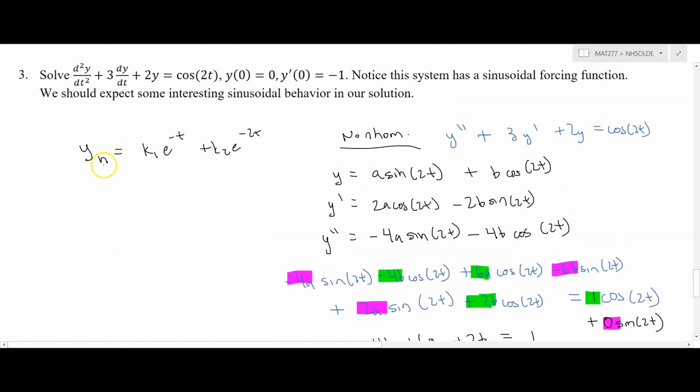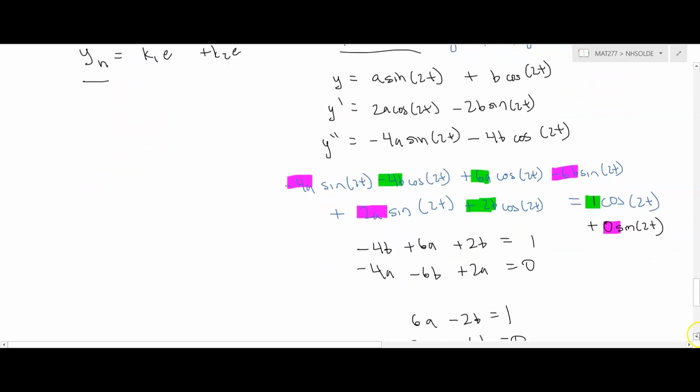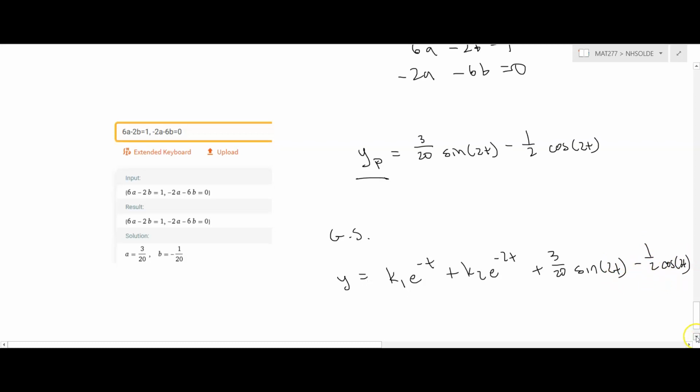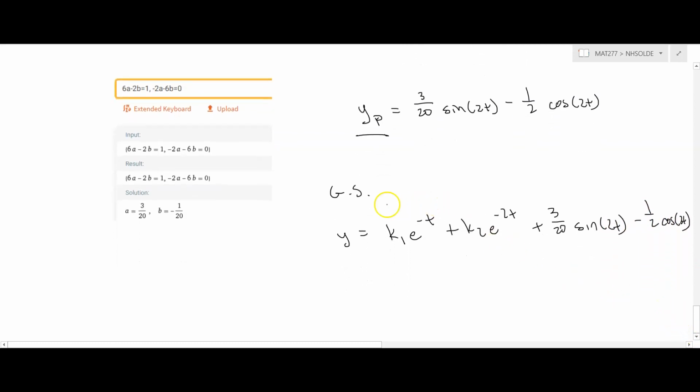To solve this non-homogeneous equation, we have to add together the homogeneous and particular solutions. So our final general solution will be y equals, get ready for it, k1 e to the negative t plus k2 e to the negative 2t plus 3/20 sine of 2t minus 1/2 cosine of 2t. Wow, that's a whopper. So that's our general solution.